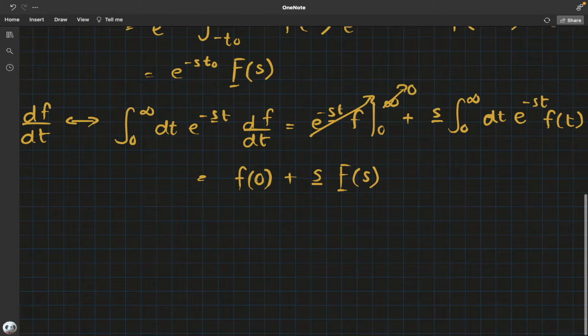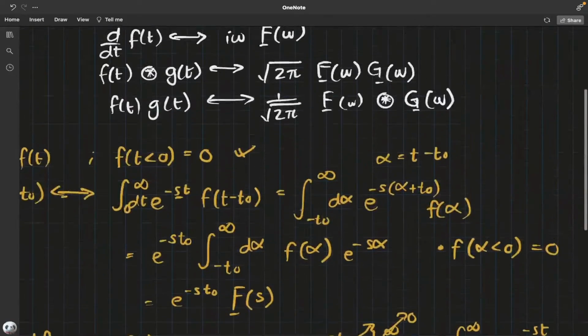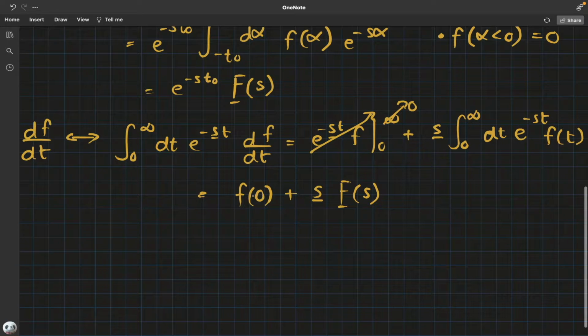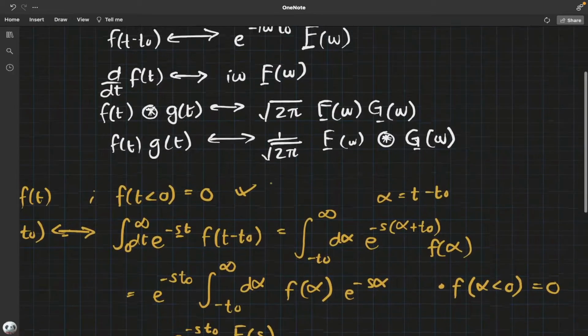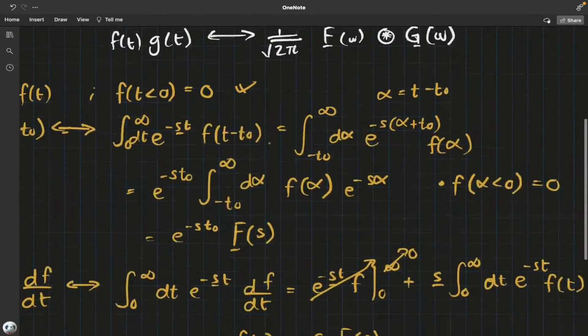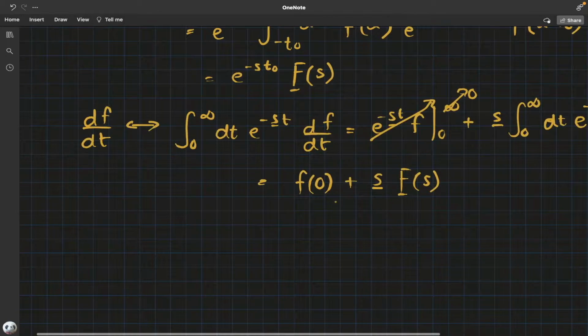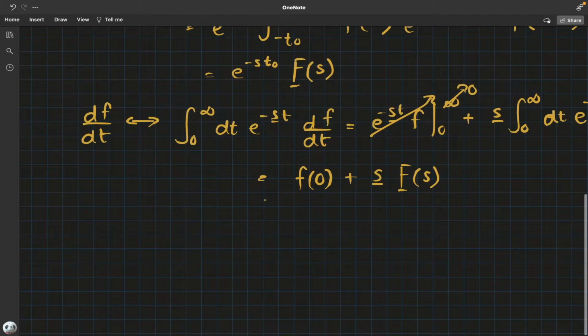Notice the differences we have. If you want to take analogs, we had i omega, which is just s. But we also have this f of 0. That's because we're integrating from 0 to infinity, not from minus infinity to infinity, in which case we had at least some hope of that dying down to 0. But there's no such guarantee here. And this kind of makes sense, because if the Laplace transform is a generalization, we want to be more general with the endpoints. So we have the function evaluated at 0.